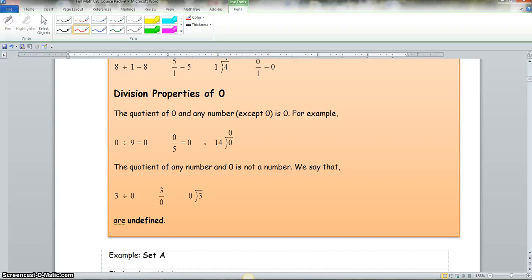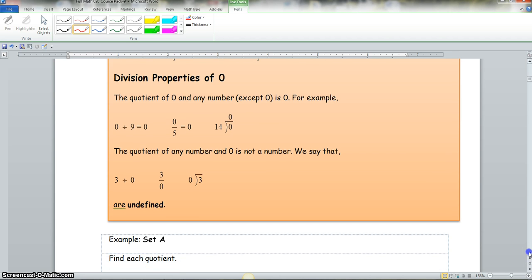Now, the quotient of any number in 0 is not a number. We say that 3 divided by 0, 3 over 0, and 3 divided by 0 here is all undefined. Now, the reason why this is undefined is because if we look here, what number can you think of multiplied by 0 will give you 3? There is no number. So that is why it is undefined. Now again, if you take any number except 0 divided by 0, that gives you an undefined answer.